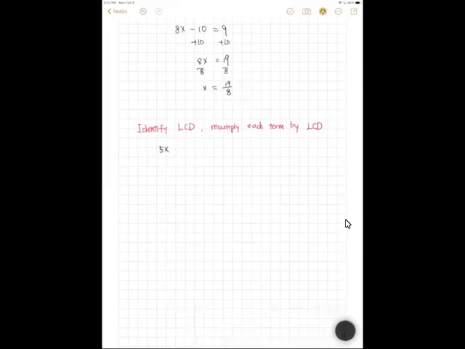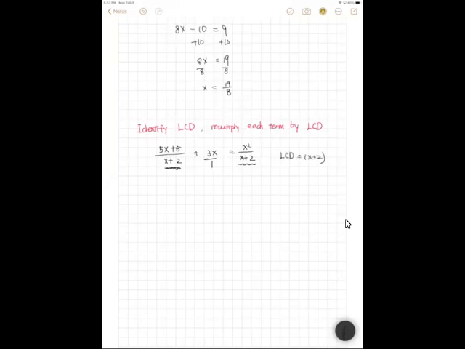So for example, I have (5x plus 5) over (x plus 2) plus 3x equals x squared over (x plus 2). Okay, so for this one, what's the least common denominator? Well, let's identify each term's denominator. The first one is x plus 2. The second one is what? You can view it as 1. The third one is also x plus 2. So no doubt the least common denominator should be x plus 2.